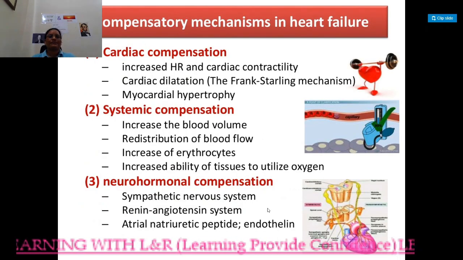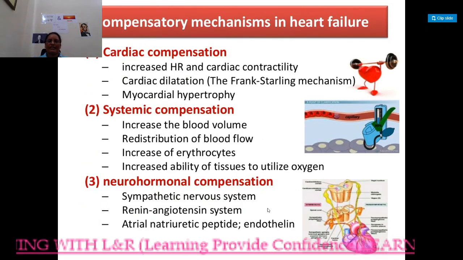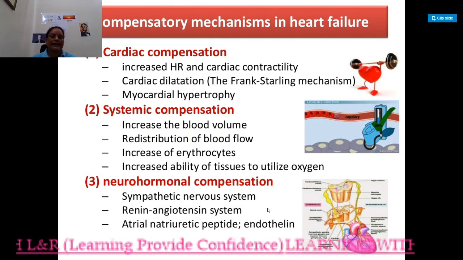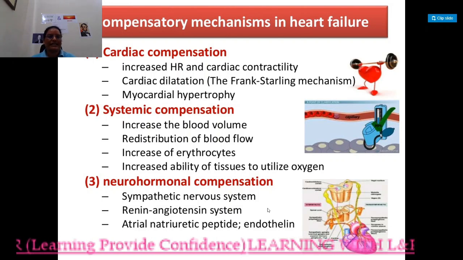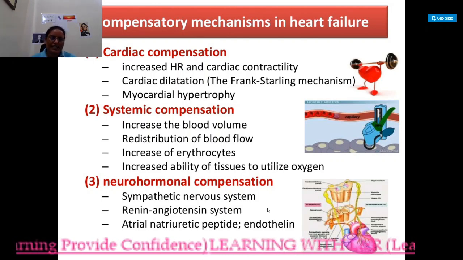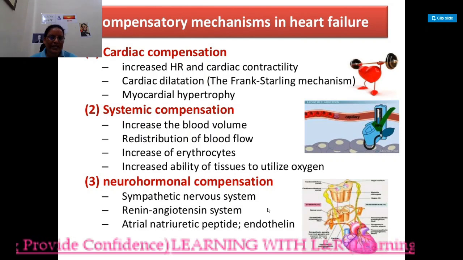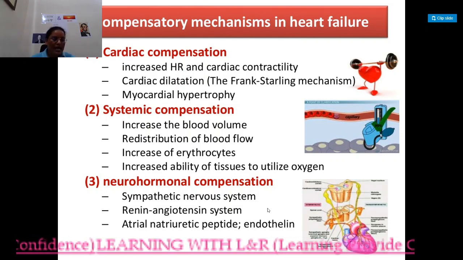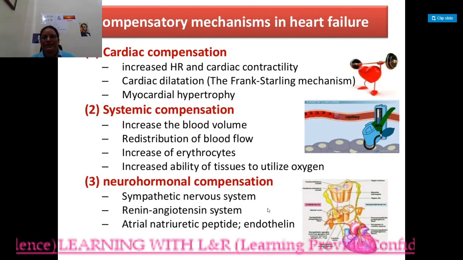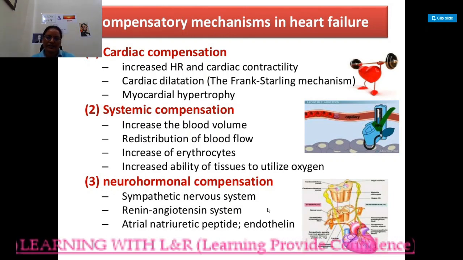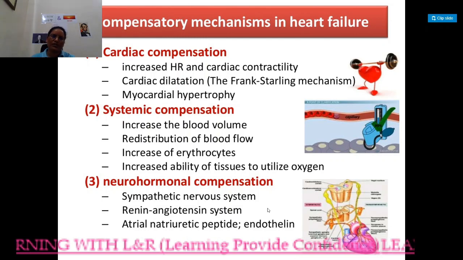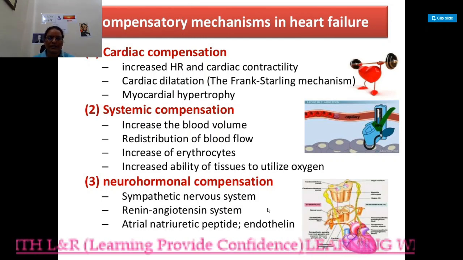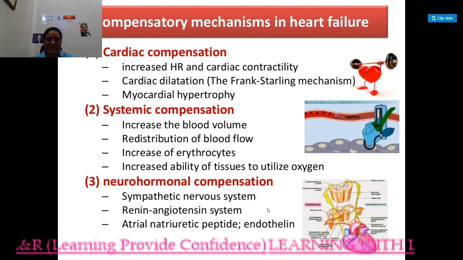Then next are compensatory mechanisms in heart failure. Cardiac compensation: increased heart rate and cardiac contractility. Then cardiac dilatation, which means the Frank-Starling mechanism. It is the relationship between the stroke volume and diastolic volume. Diastolic volume is when the heart receives blood from the body. Then myocardial hypertrophy, when the myocardium layer becomes larger than normal.